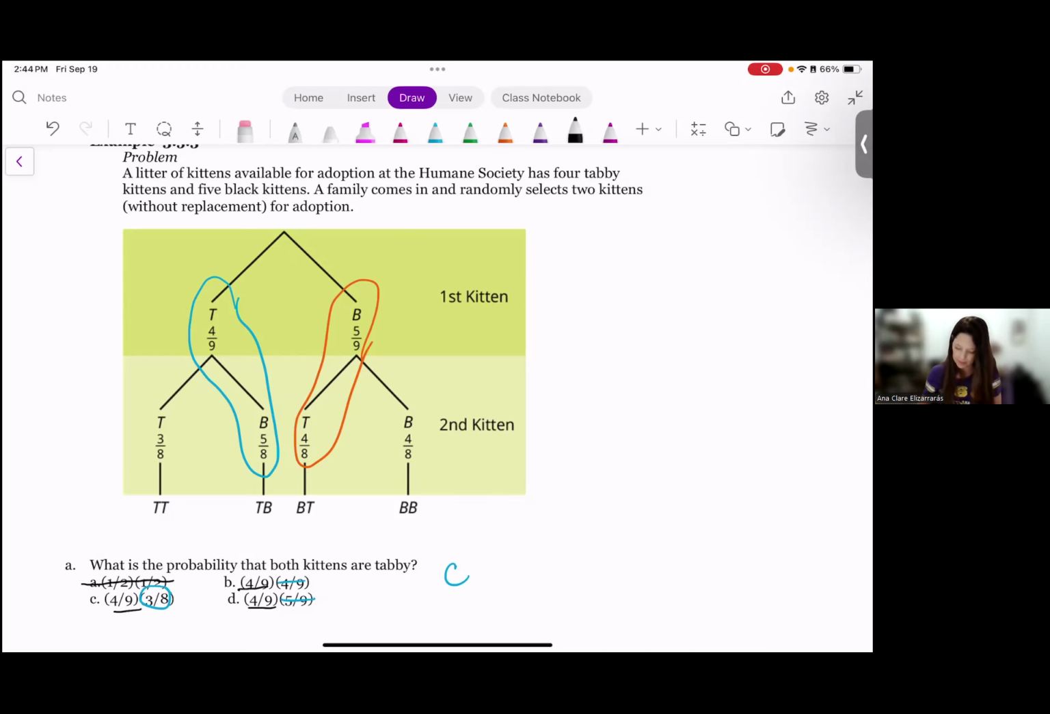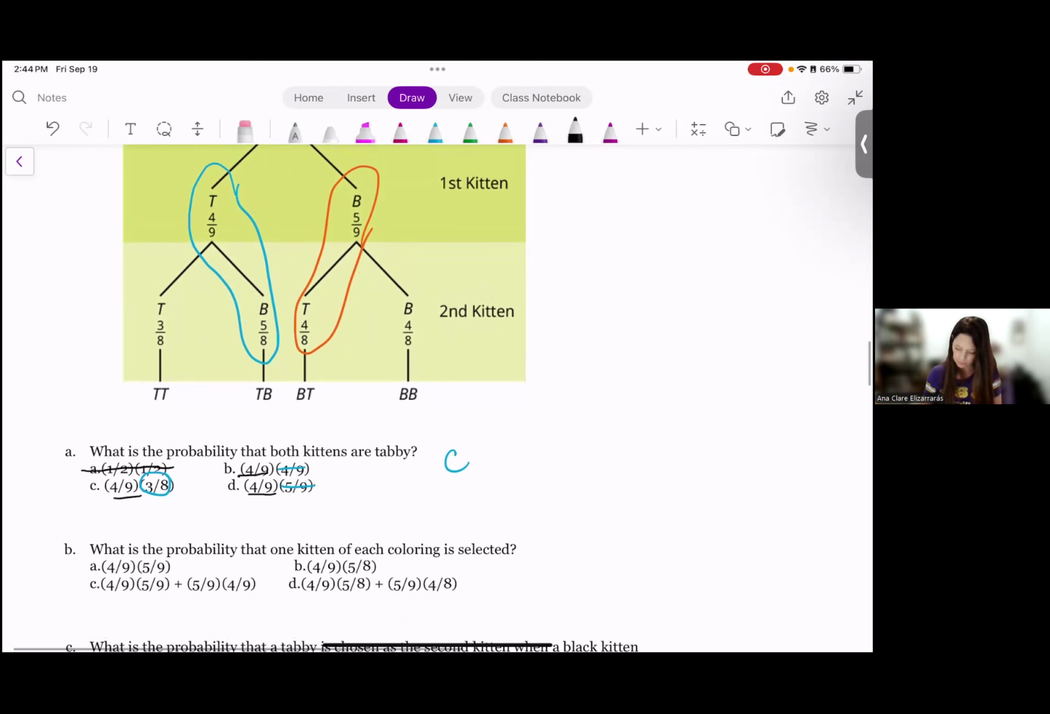So 4/9 times 5/8. All right, so I'm in business so far here and here, but not C or A. But then B doesn't add on the second way it could happen, which is 5/9 times 4/8. So our answer here is D.